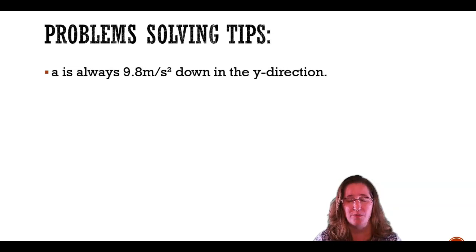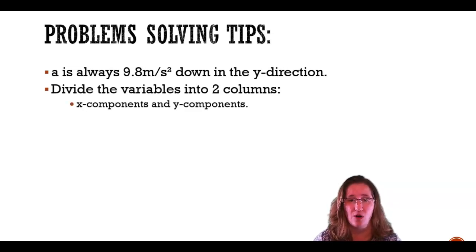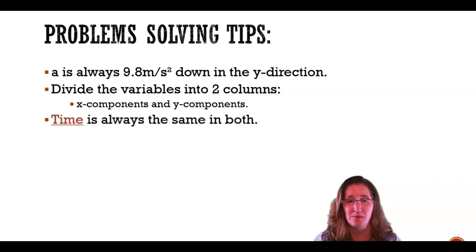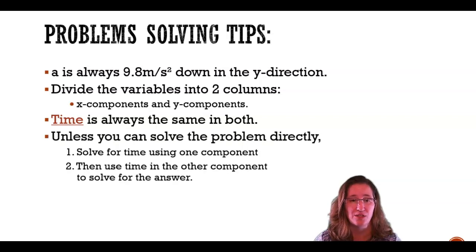Okay, so here's our problem solving tips for this section. We still have that 9.8 meters per second squared for our acceleration, but here's the deal. You're going to need to divide the variables into two different columns. You need X component variables and Y component variables. You have to do that every time. That's key for solving these problems. Whatever object is falling is going to hit the ground at the same time, whether that's the horizontal component or the vertical component. So time is a variable that's actually the same in both the X and Y direction.